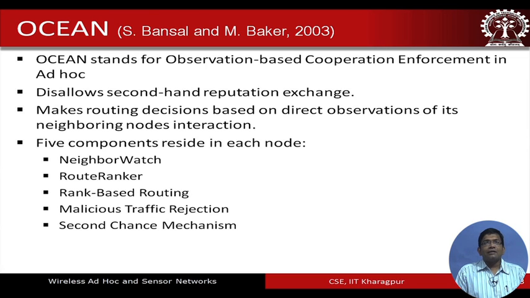OCEAN basically is another kind of reputation based mechanism. The full form of OCEAN is observation based cooperation enforcement in ad hoc networks. OCEAN basically disallows second hand reputation exchange. It makes routing decisions based on the direct observations of its neighboring nodes through interactions, and in OCEAN again a different set of components are resident in each of the nodes. The first one is the neighbor watch, the second is the route ranker, the third is the rank based routing, the fourth is malicious traffic rejection, and the fifth is the second chance mechanism.